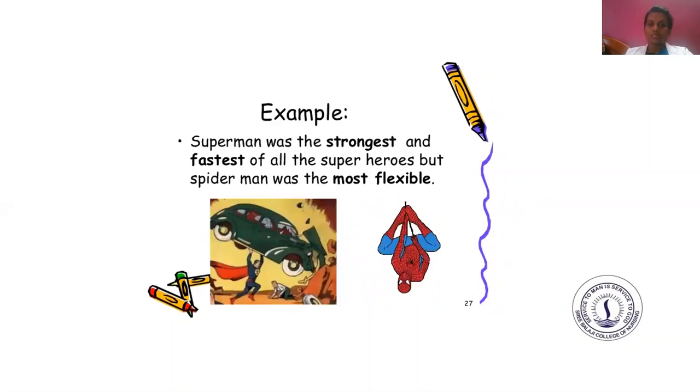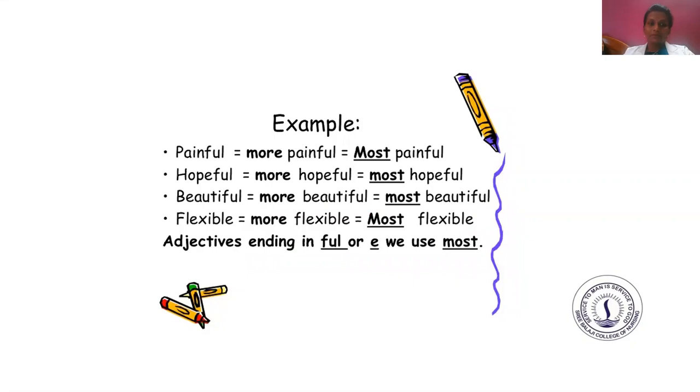Superman was the strongest and fastest of all the superheroes, but Spider-Man was the most flexible. Painful, more painful is the comparative form, and you should add most to the superlative form. So adjectives ending in full or E, we use most. So painful, more painful, and most painful.